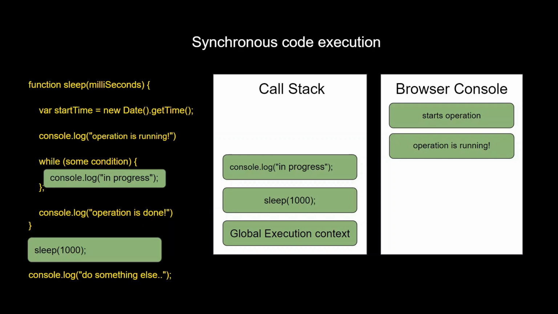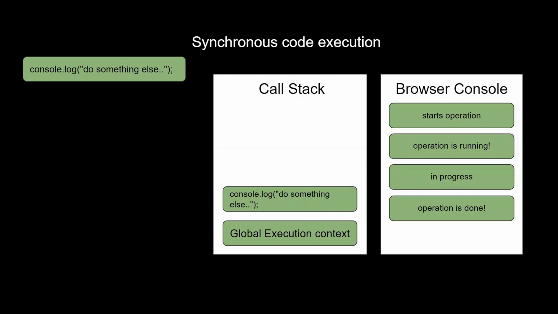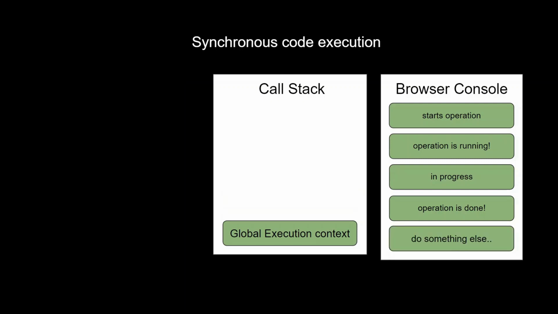Once the condition is satisfied, you will see that the console log in progress is now in the call stack. Once in progress is logged into the console, the next execution will be the operation is done, and that will come into the call stack. Once this is executed, we will see it on the console, and now our sleep method is executed completely, so it will be removed out of the call stack. In the end, we will have a console log which says do something else, that will get executed, and we'll see it on the console browser.